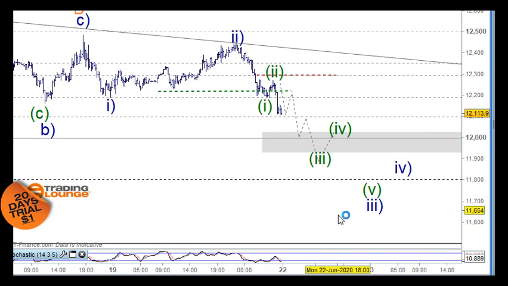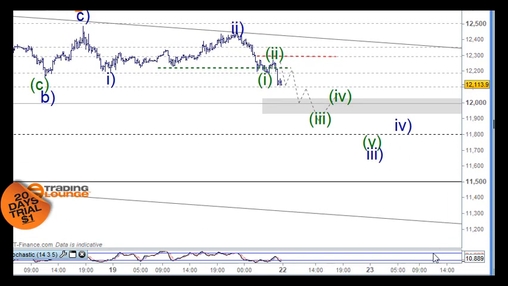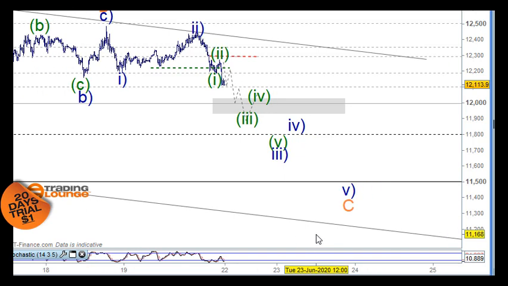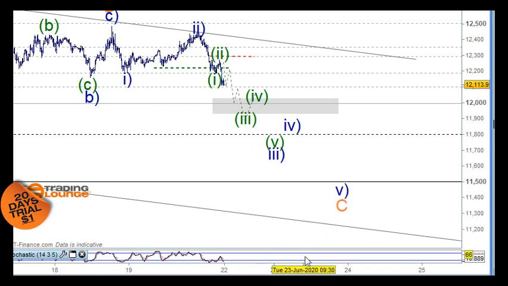And then as you can see here, we're still looking for 3, 4, 5 for the 3rd wave, 4th wave, and then the 5th wave down here, if I've got it in place here. Yep, so down in the 11,500 sort of area. So we'll be bearish here for a good few days until this resolves itself here.